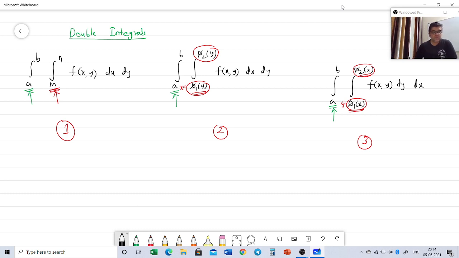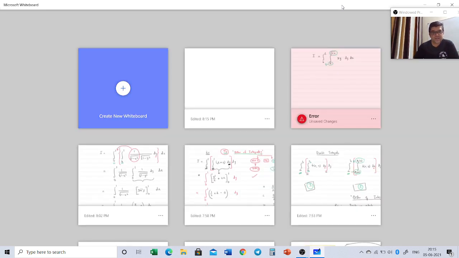So a double integral will be looking like case number 1, where both outer as well as inner limits are constant. Or it may look like this, where outer limit is constant but inner limits are functions of y. Or it may look like case number 3, where outer limit is always constant but the inner limits are functions of x. So based on these 3 different cases, we decide the order of integration. Now I'll take examples for each of these cases and explain the idea of order of integration.